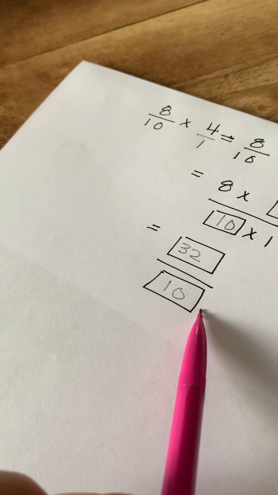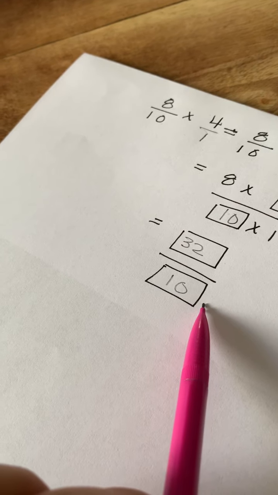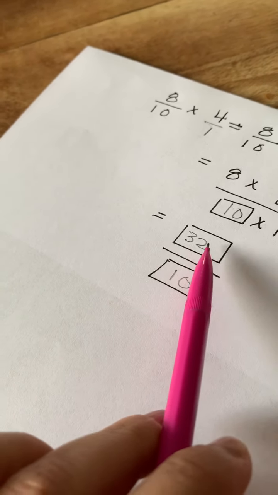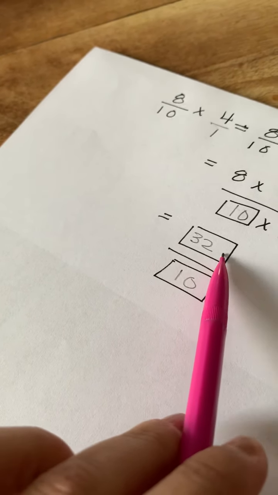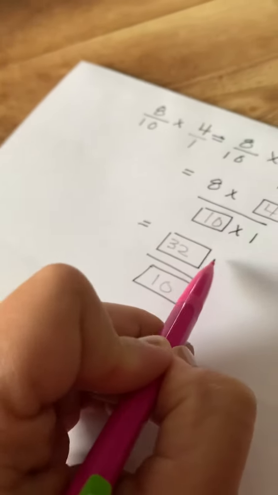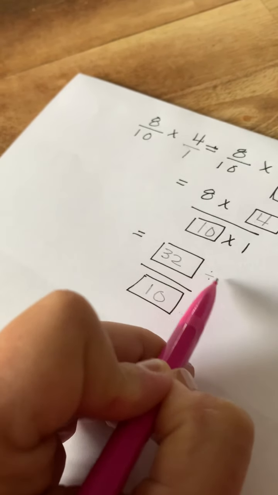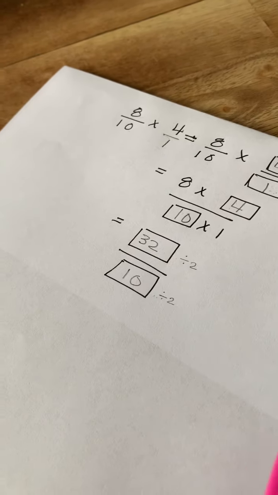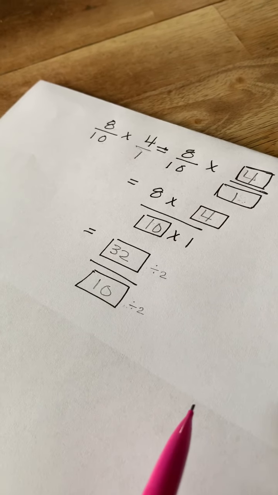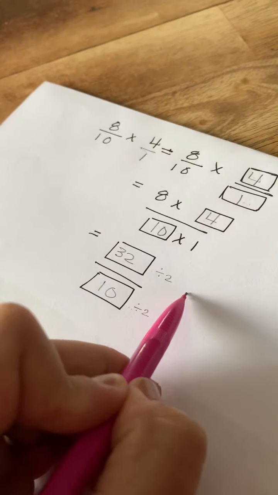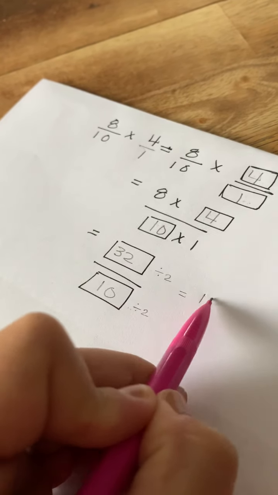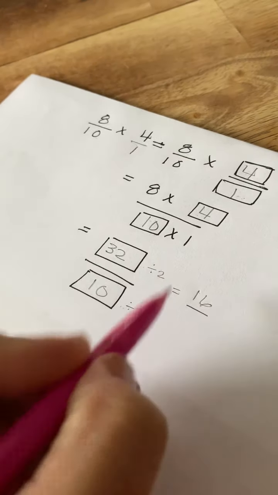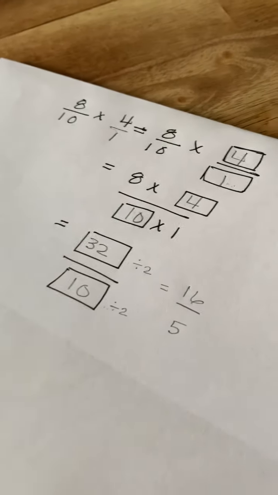So this is where I just start going through my different factors. I would start with 2. I know that 2 is going to work because both of them are even numbers. Now, like I said, I don't know that they're asking you for this, but just to show you, because this will eventually be the next step. So 32 divided by 2 is 16, and then 10 divided by 2 is 5.